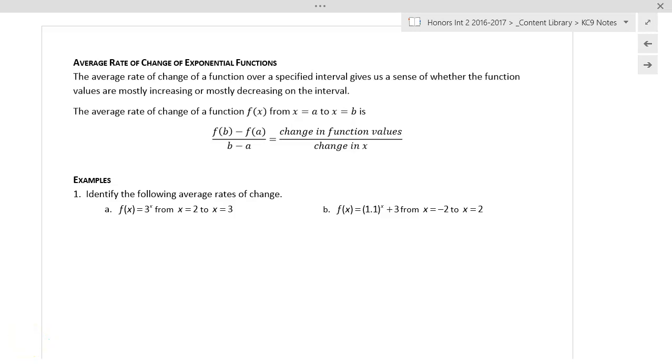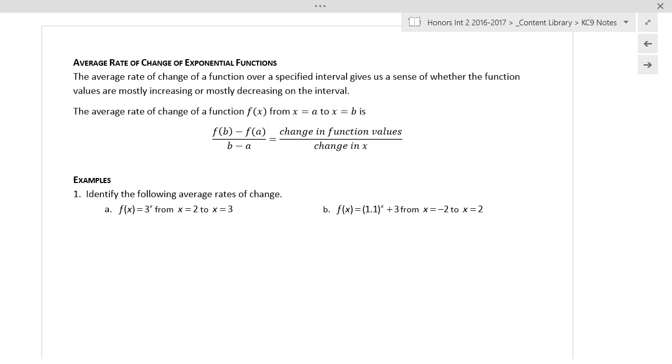Hey guys, today we're going to start looking at 9A.3, average rate of change. You've looked at average rate of change before. This is not a new concept. You've looked at it with linear functions. With linear functions, it's slope, and you have looked at it with quadratic functions.